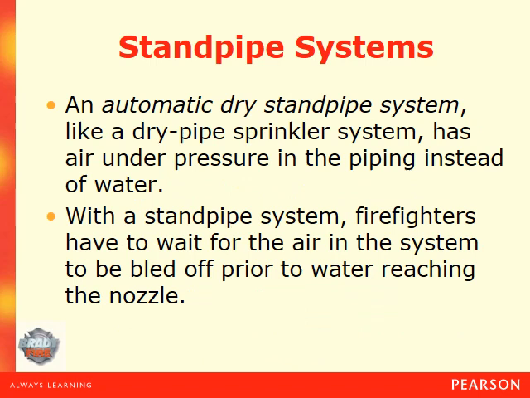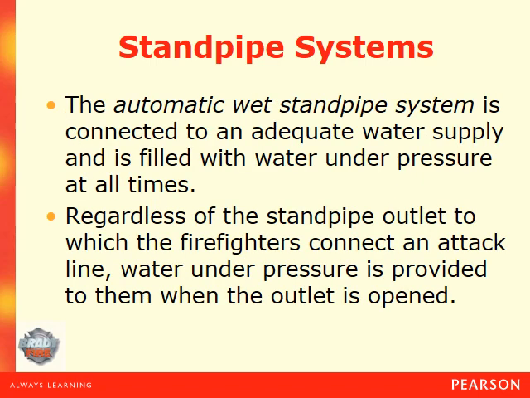An automatic dry standpipe system, like a dry pipe sprinkler system, has air under pressure in the piping instead of water. With this system, firefighters have to wait for the air in the system to bleed off prior to water reaching the nozzle. The automatic wet standpipe system is connected to an adequate water supply and is filled with water under pressure at all times. Regardless of the standpipe outlet to which the firefighters connect an attack line, water under pressure is provided to them when the outlet is open.